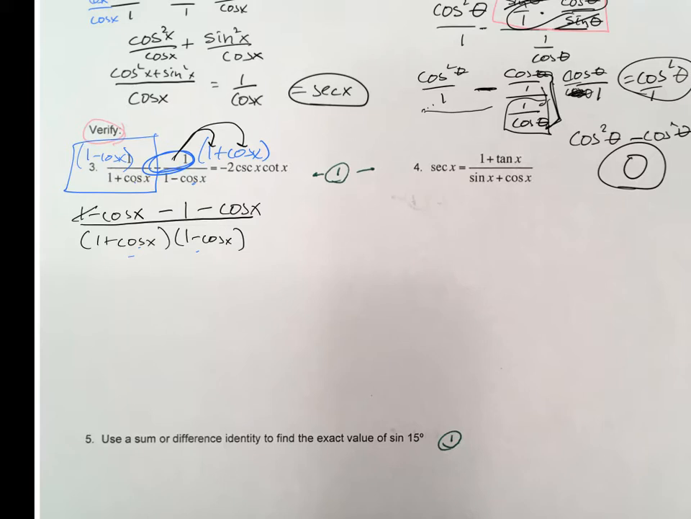On the top, we have 1 minus 1. That's 0. Also, when we combine like terms, we have negative 2 cosine x. The denominator.